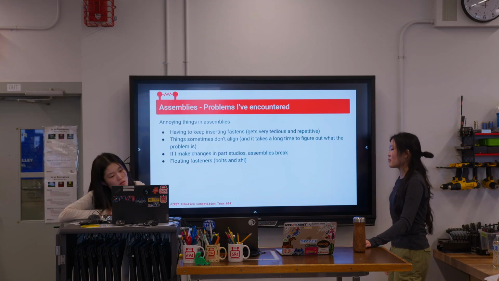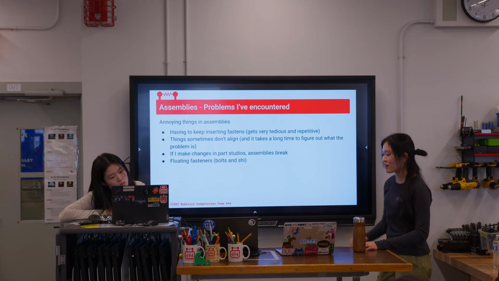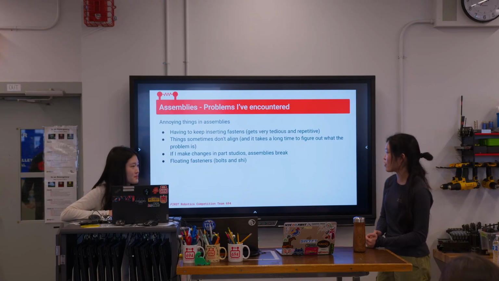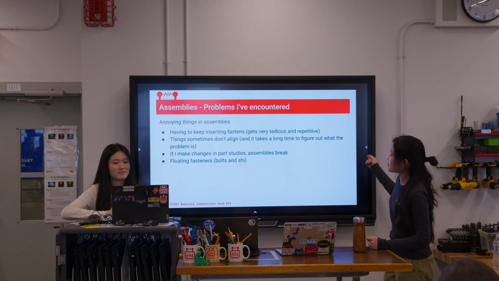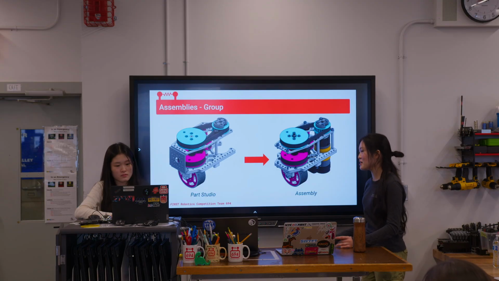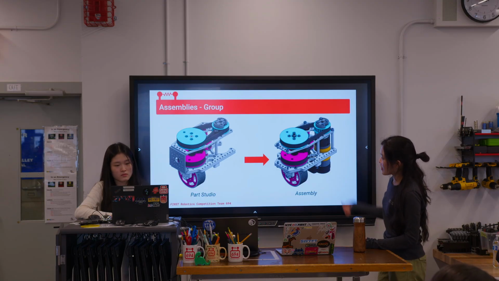When I was assembling mechanisms in assemblies, I had to fasten and mate every single thing. It was taking too long. It's very annoying, and there are floating fasteners, which is why I thought there has to be a better way to do this. And again, this is an example.